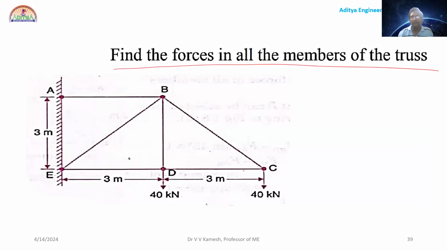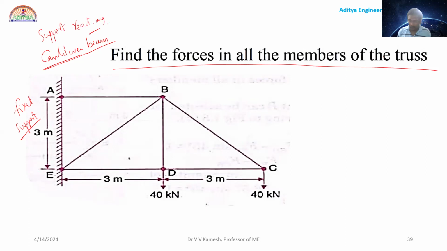Right? So in this problem, it is called a cantilever beam. Cantilever means on one side only we have the support, that is a fixed support, right? And in the analysis of trusses, we have one advantage. If the beam is a cantilever beam, you need not calculate any support reactions. So without support reactions, you are able to calculate all the member forces.